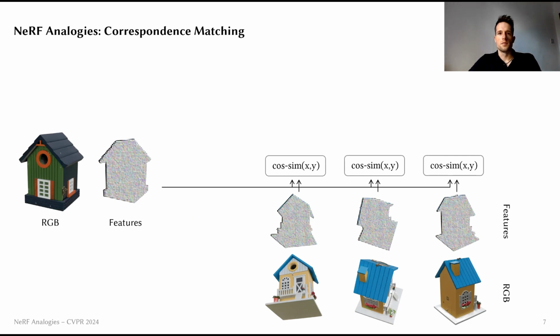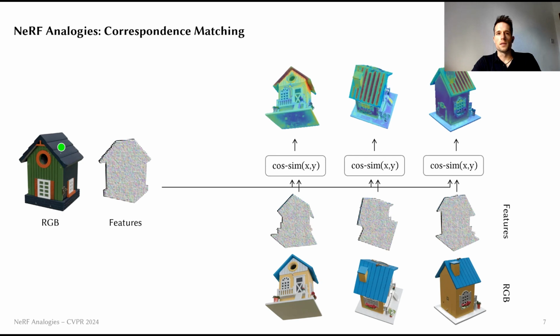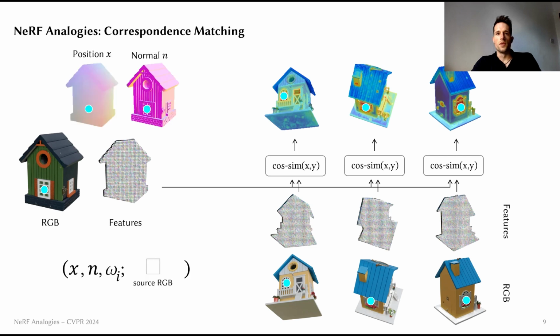To find the correspondences between these features, we sample random pixels on the target views and compare their cosine similarity with the source features. For instance, for this roof pixel here, the feature similarity would look like these heat maps, where red means high. We then select the most similar feature as correspondence and look up its RGB values in the source NeRF. We repeat this process many times, as shown here, and so form our NeRF analogy training pairs, where the input is the 3D position of the target together with the normal and the source viewing direction, and the supervision is the appearance of the source at these correspondences.